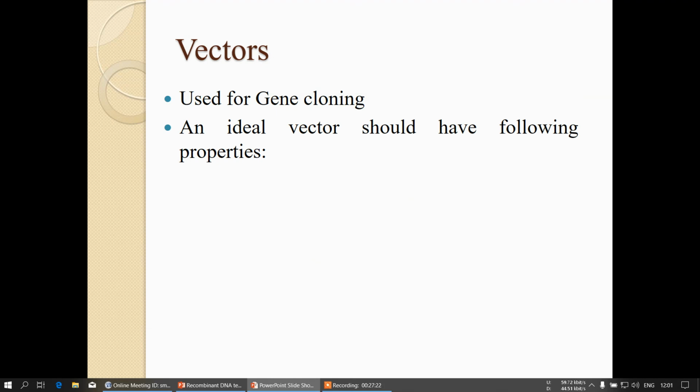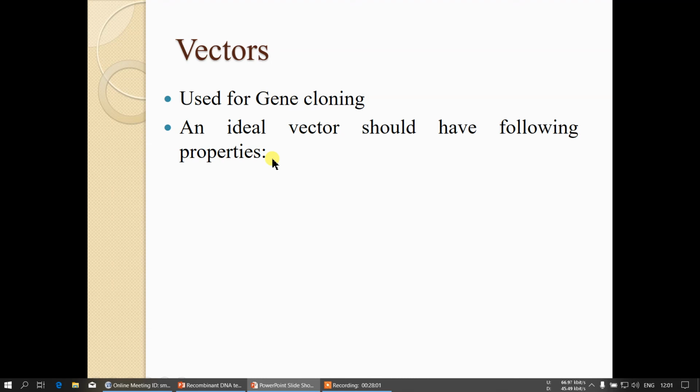Now vectors. Sometimes a short note is also asked: vectors of recombinant DNA technology, or simply vectors. So what are vectors? They are useful to carry our gene of interest. They are used for gene cloning, meaning that if we want our gene of interest in a large number, they are used to first produce the chimeric DNA or recombinant DNA, and then it is transported into bacteria for multiplication. An ideal vector should have the following properties.